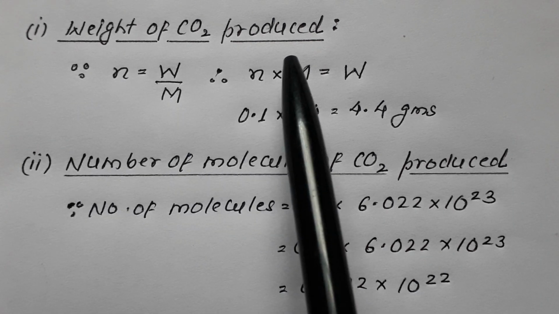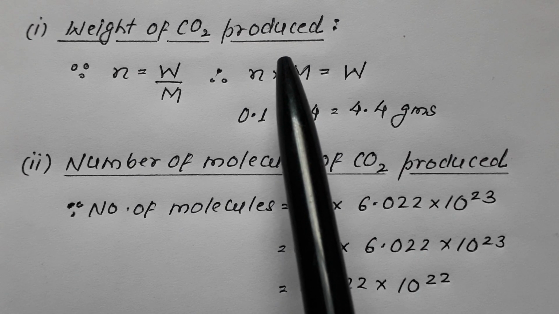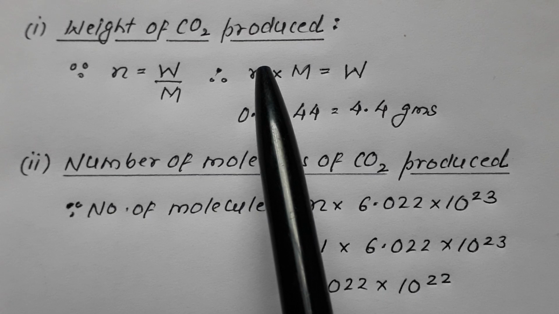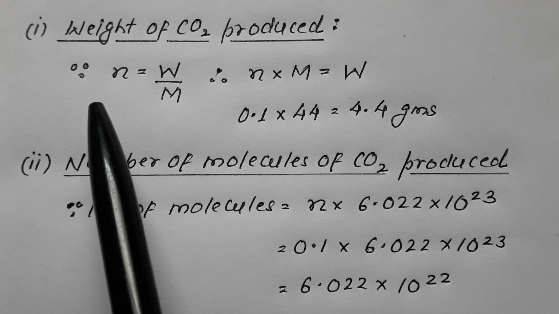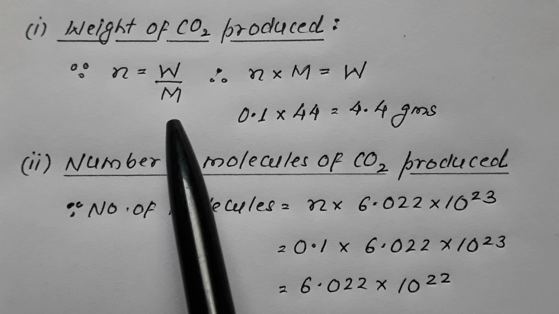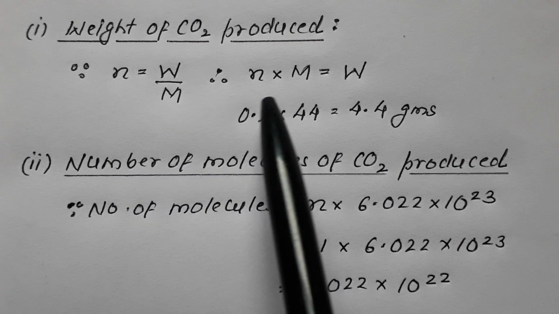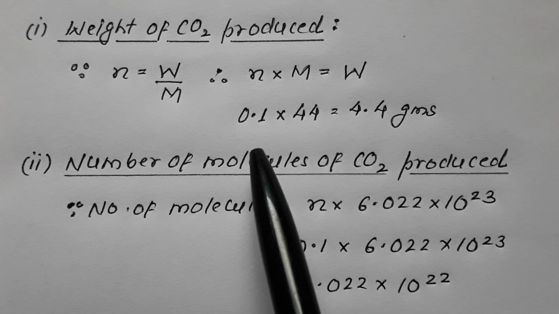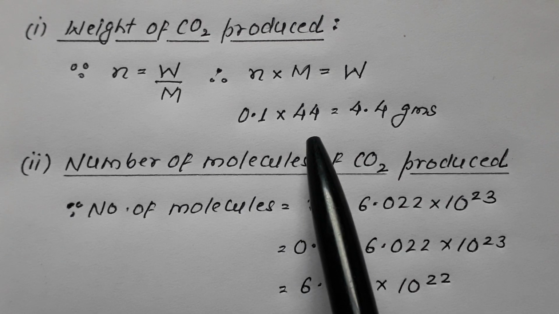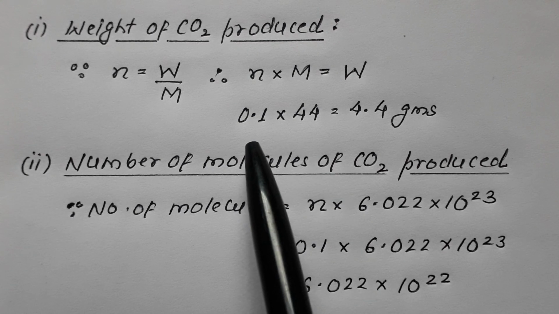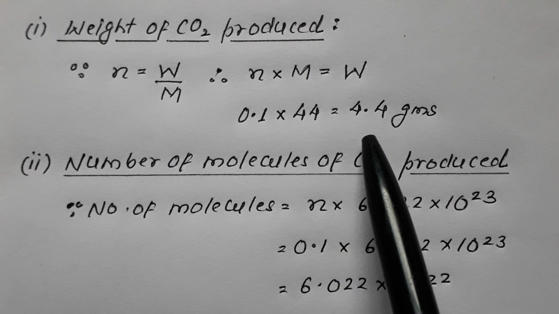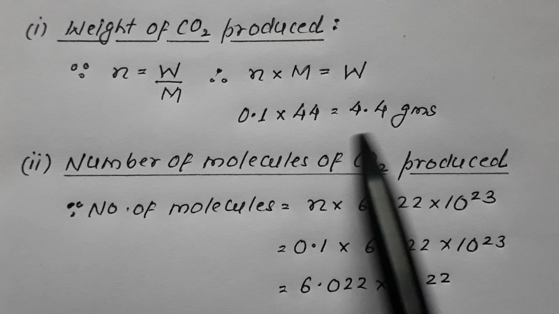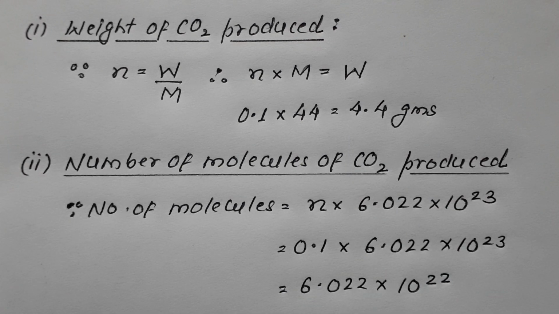Now, number one, we have to calculate the weight of CO2 produced. The question goes: calculate the weight of CO2 produced by heating 10 grams of CaCO3. We know that mole is equal to W by M, or N into M is equal to W. The mole we have calculated is 0.1. Molecular weight of CO2: carbon 12, oxygen 16 into 2, total 44. Therefore, the weight of CO2 produced is 4.4 grams.